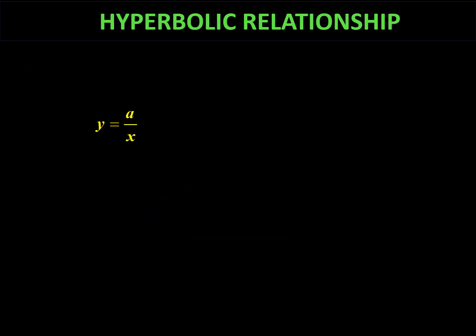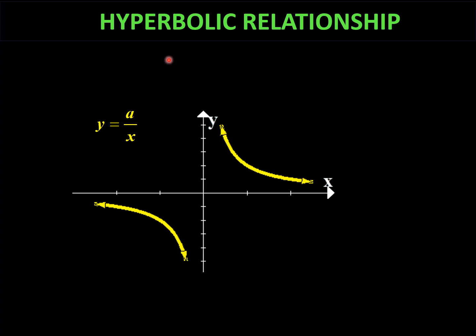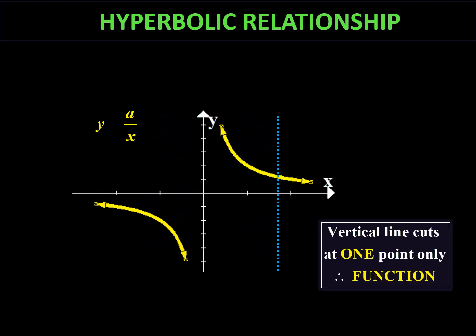Let's look at the hyperbolic relation. There we have a hyperbola. Let's apply the vertical line, once, still once. Therefore, it's a one-to-one. Therefore, this would represent a function.